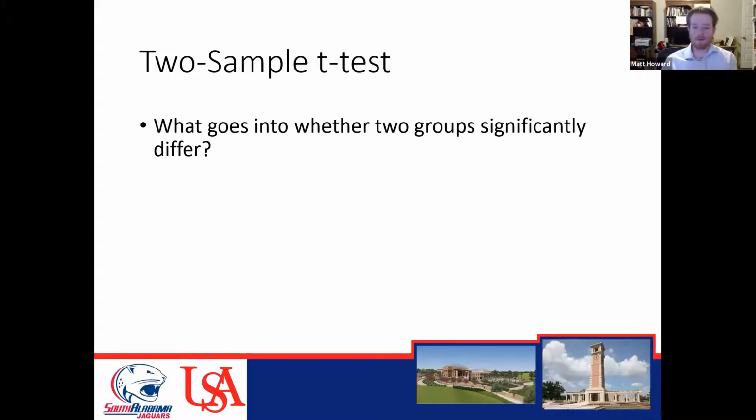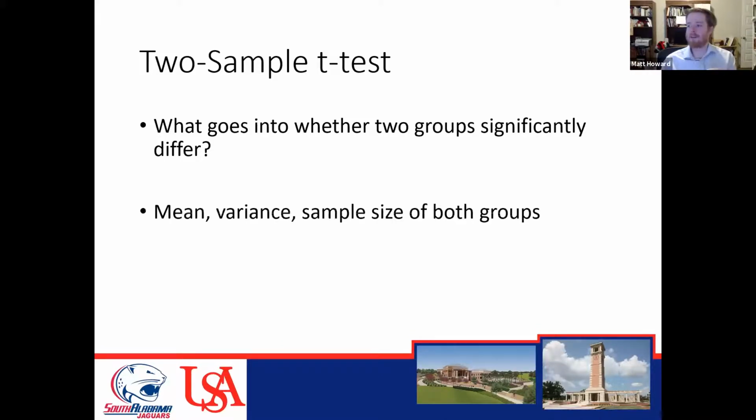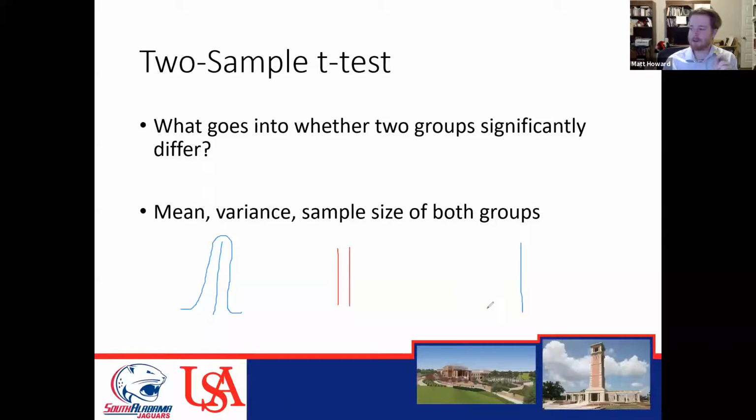What goes into whether the two groups significantly differ? And what we just established was it's their mean, their variance, and their sample size. So once again, if their means are far apart, that's much easier to find statistical significance as opposed to when their means are close together. Also in regards to variance, if the distributions are really tight, really compact, and there's hardly any overlap among their distributions, as you see in the blue distributions, that also would be very likely to be statistically significant because not only are their means far apart, but their distributions are very tight. There's not that much overlap.